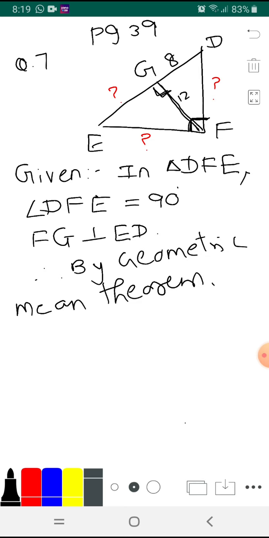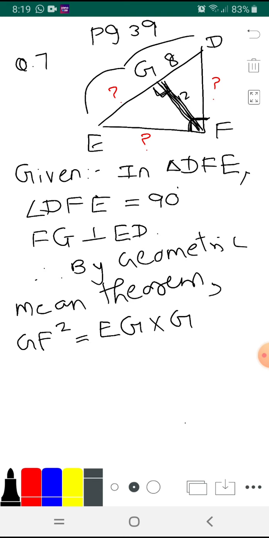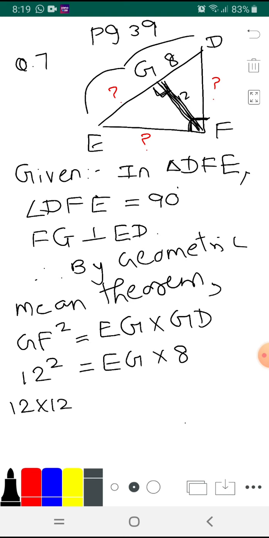what the theorem says is that the altitude on the hypotenuse. Which is the altitude on the hypotenuse? That is GF. Okay, GF square is equal to, we can write, EG into GD. GF already is given as 12, so 12 square is equal to EG. How much is EG? We don't know. We have to find that out. GD is given as 8. This 12 square I am writing as 12 into 12 is equal to EG into 8.